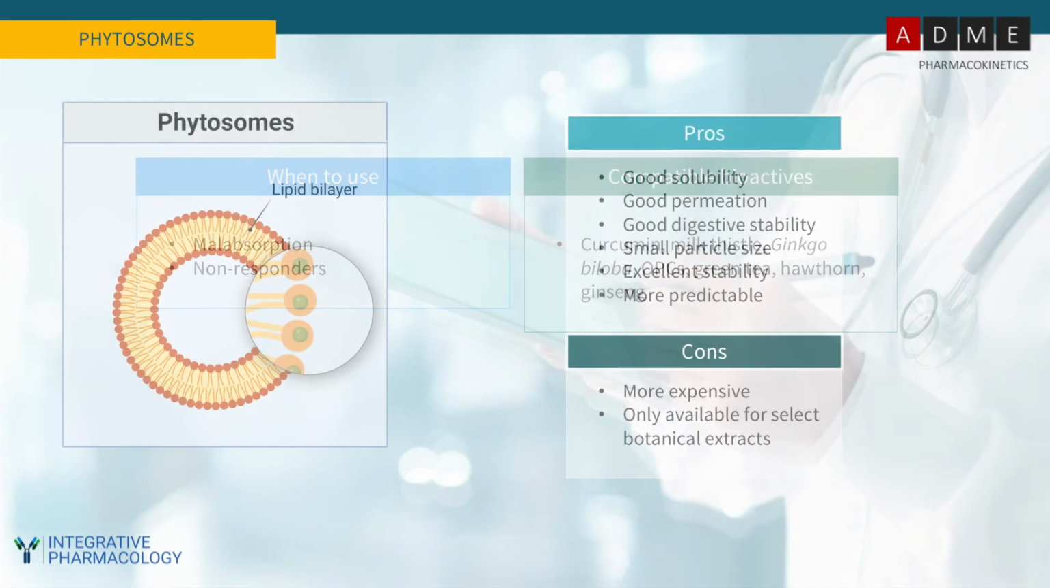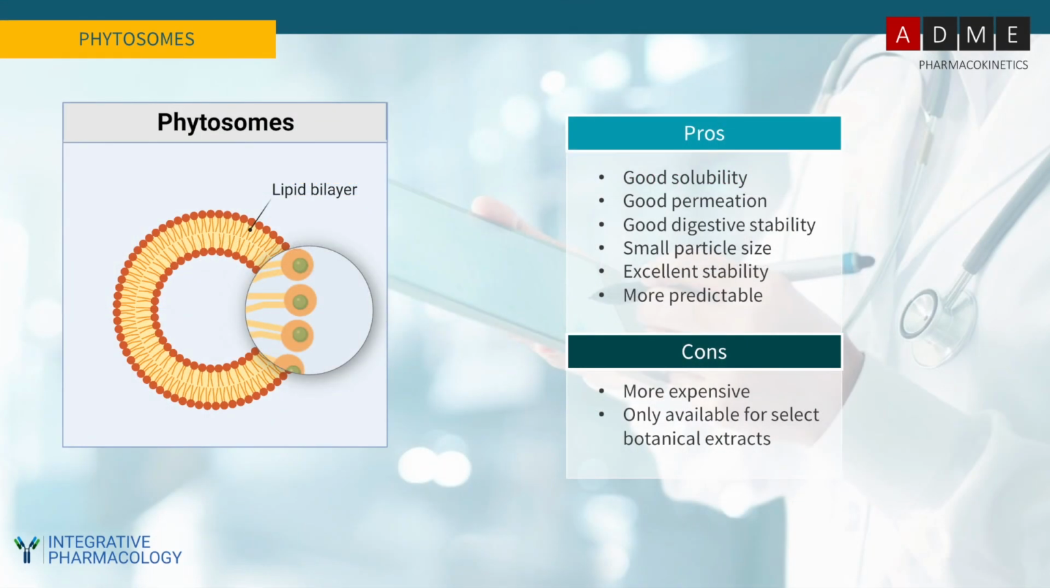With phytosomes, the pros definitely outweigh the cons. Good solubility, good permeation, good digestive stability, small particle size, excellent shelf stability, more predictable would be an important pro. Unlike liposomes, phytosomes are generally made by one manufacturer. So if it says phytosome on the label, you know exactly what you're getting. This is the clinically validated technology. The only two cons with phytosomes would be price point. You can expect to pay more for a phytosome, and the fact that this technology has only been applied for a select number of botanicals and phytochemicals.